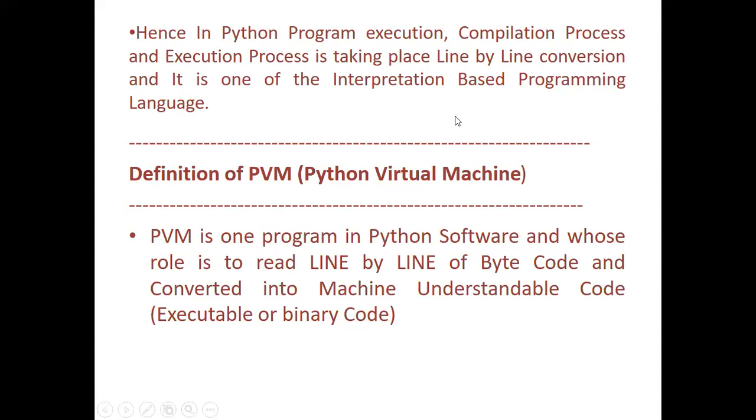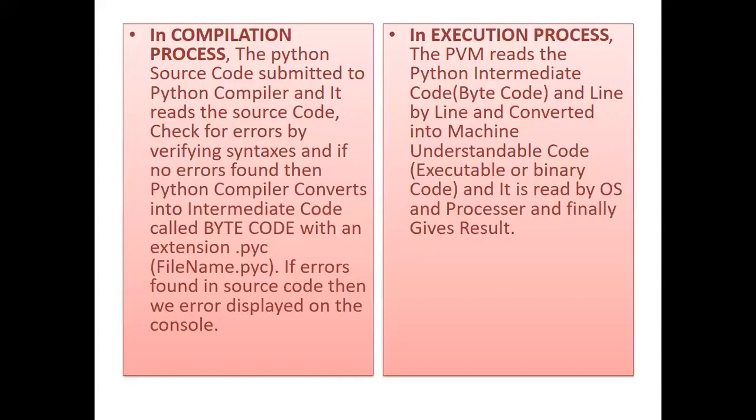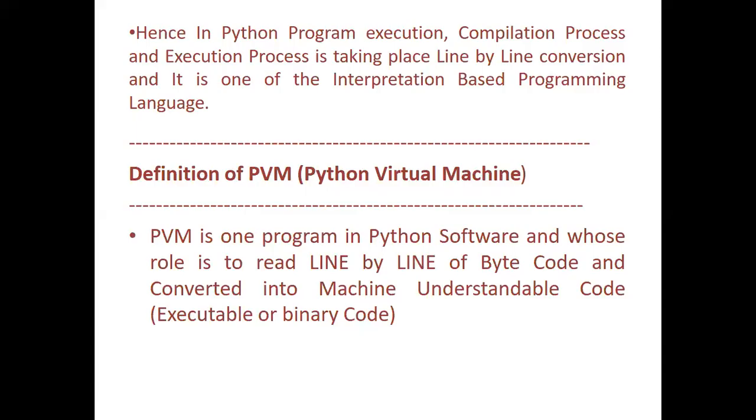Now, what do we understand by PVM? As I told you, the PVM reads the Python intermediate code and converts it into machine understandable language. PVM is a Python virtual machine. It is one program in the Python software. Its role is to read the code line by line, convert it into the bytecode, and after that convert it into machine understandable code, which is executable or binary. Is this clear?